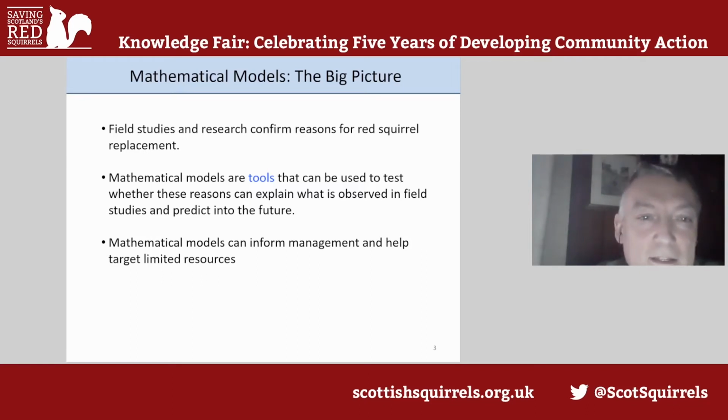So based on this field research, you can come up with a set of rules, and it's a bit like what Ewan presented just now. We can incorporate information from research and put it into the models and say, okay, if this is the case, what would happen if? And then you can predict into the future. Using that, you can inform management of gray squirrels, and usually there's limited money, so the models can help you target these limited resources.